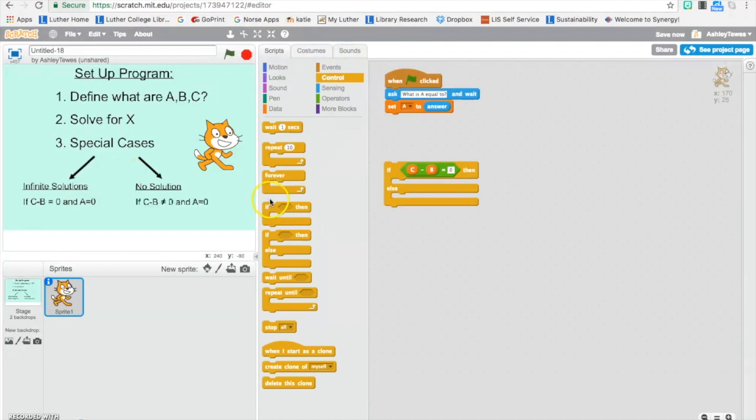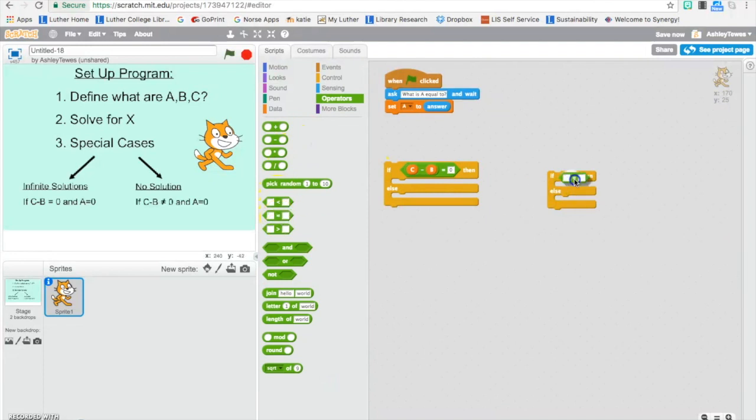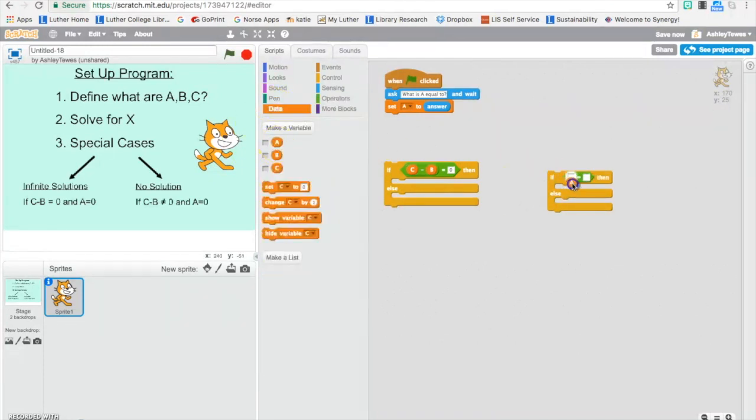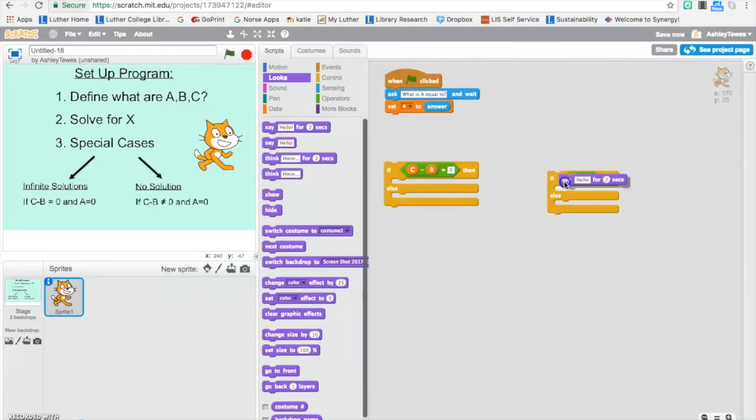So we're going to have another if-else here inside of this. We're going to say if a is equal to 0, then we're going to want to respond with a certain answer of what x equals. And I'll let you decide that. And then if a is not equal to 0, we're going to respond with a different answer of what x is going to equal. This will be put inside of this if-else loop. Then in our next piece, we have if c minus b is not equal to 0 and a is equal to 0.